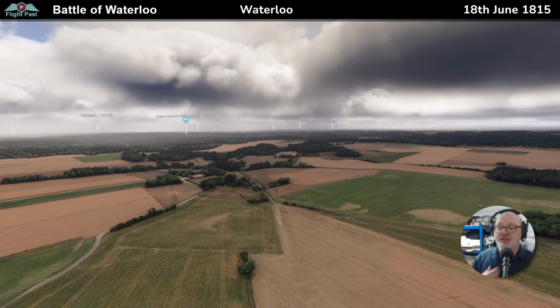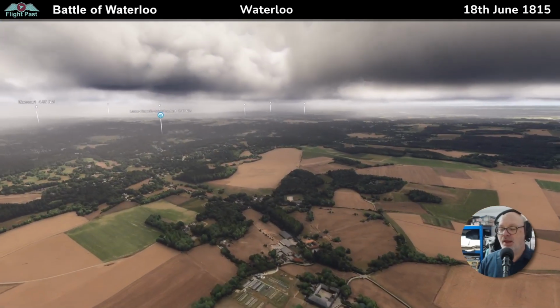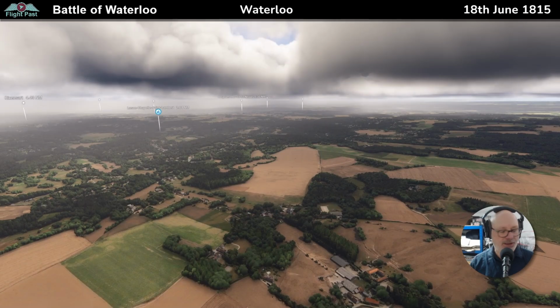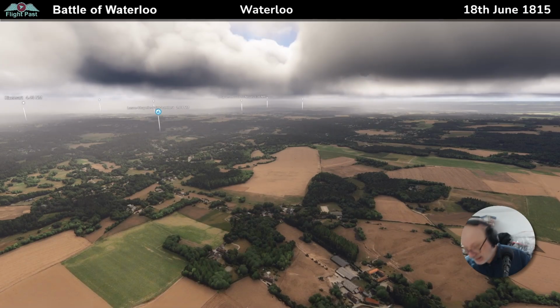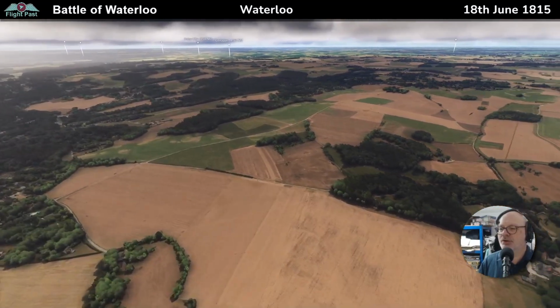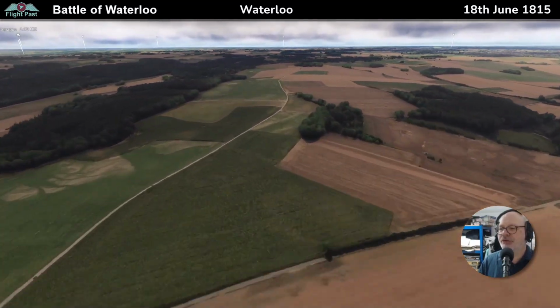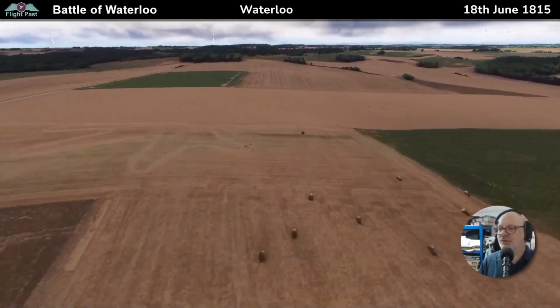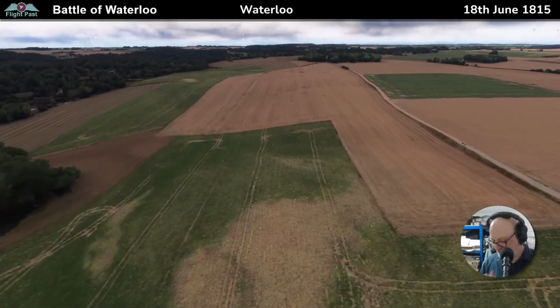So the two brigades that are engaged by Bulow at this time, one was led by a guy called Losthin, and the other one was the brigade following up behind, commanded by Hiller. Essentially they're coming down this road here, and Losthin is on this side of the road in this area here, driving this way, and Hiller is on the left-hand side.